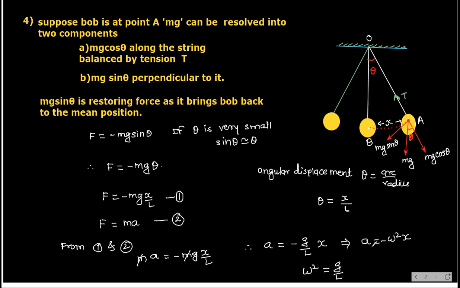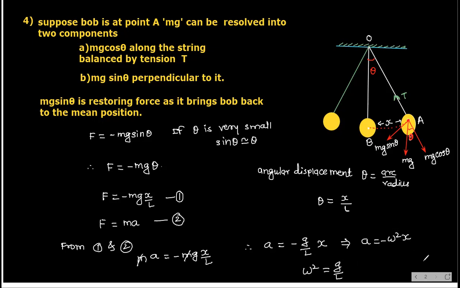Okay. So now, as this satisfies the condition that acceleration is directly proportional to x, we can easily say that this obeys simple harmonic motion, or the motion of a simple pendulum is simple harmonic. How? Because we got this equation A is equal to minus g by L into x, which is equivalent to A is equal to minus omega square x.